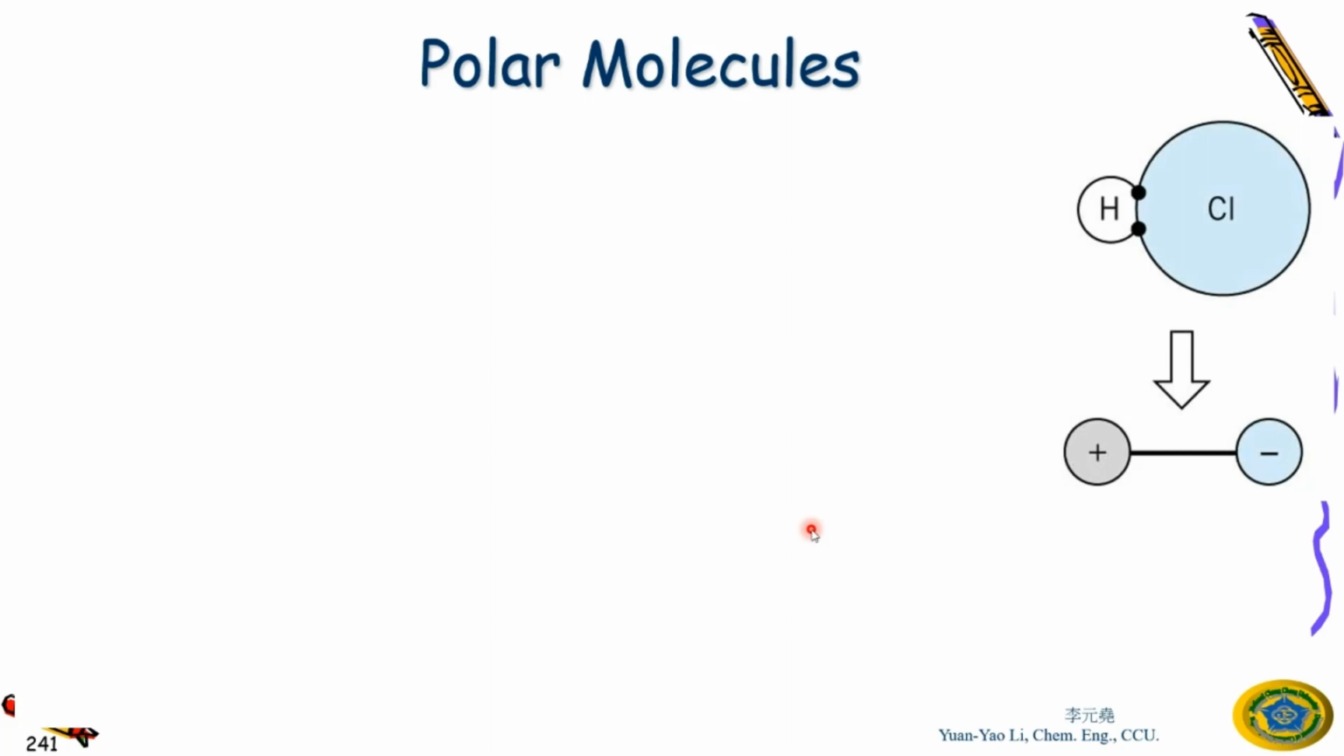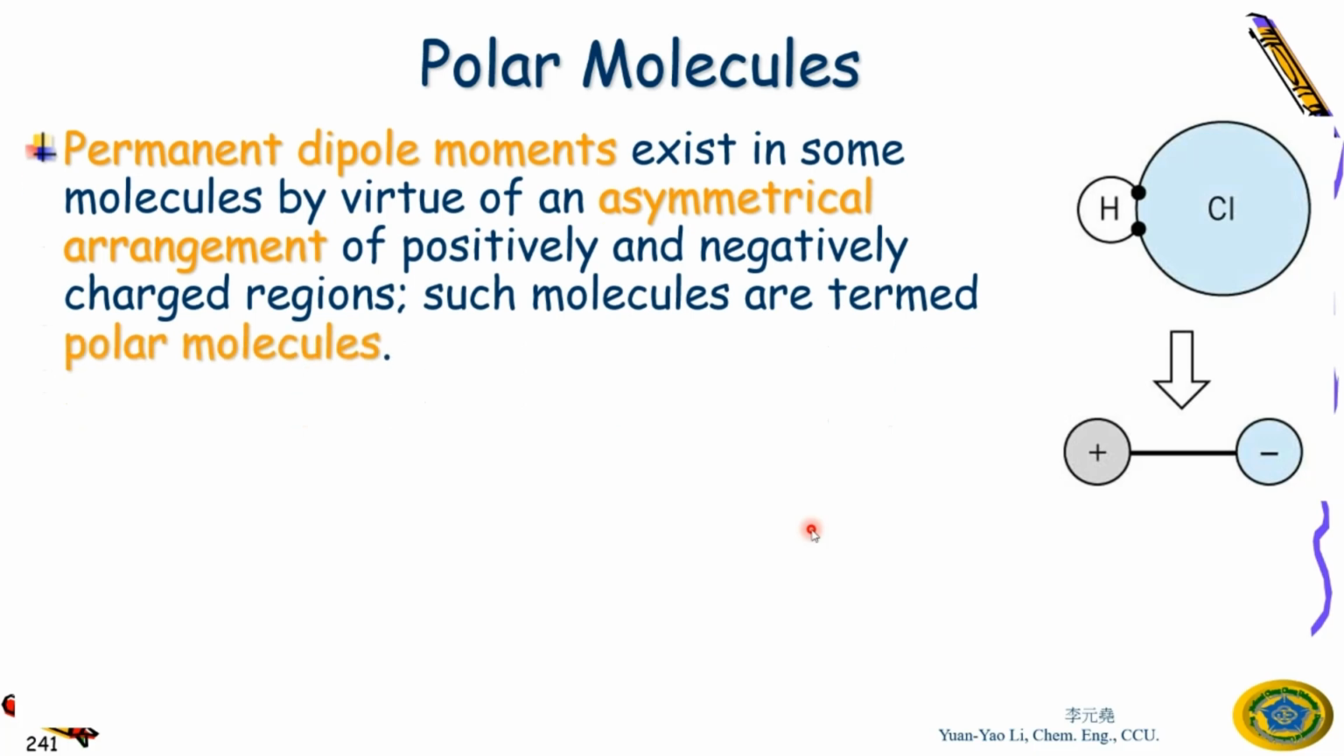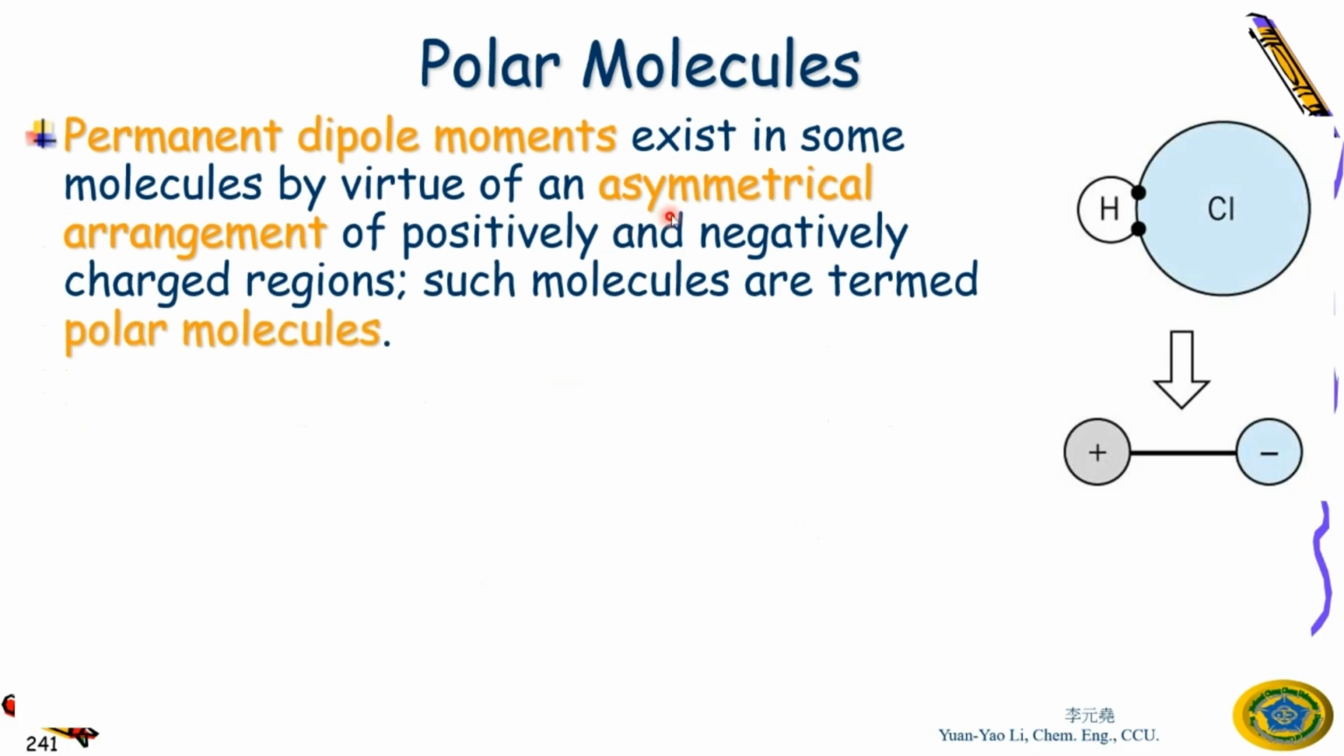So now we already know this term called polar molecules. Permanent dipole moments exist in some molecules by virtue of asymmetric arrangements of the positively and negatively charged regions. Asymmetric means the contrast of symmetric, right? Such molecules are termed polar molecules.